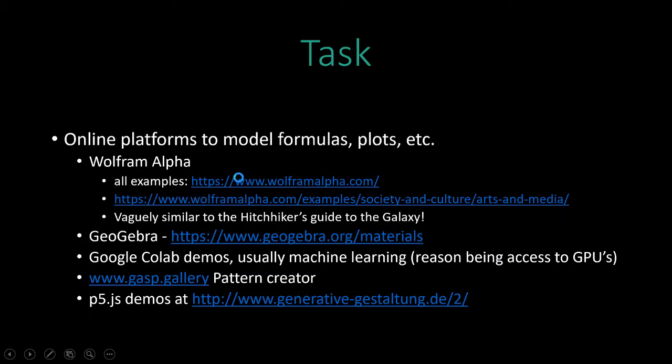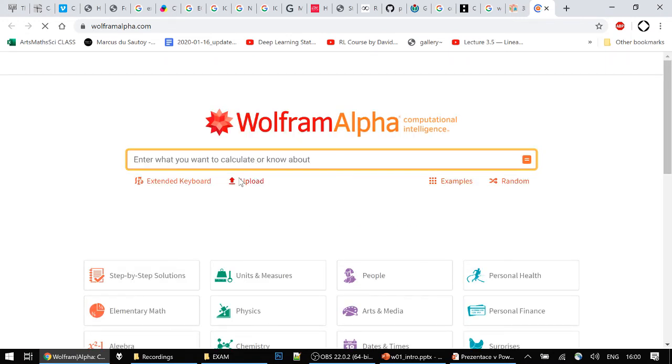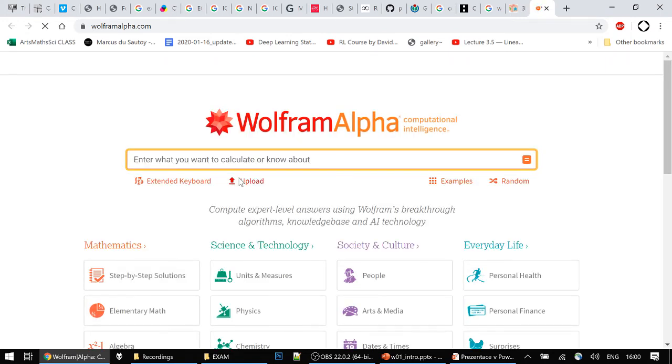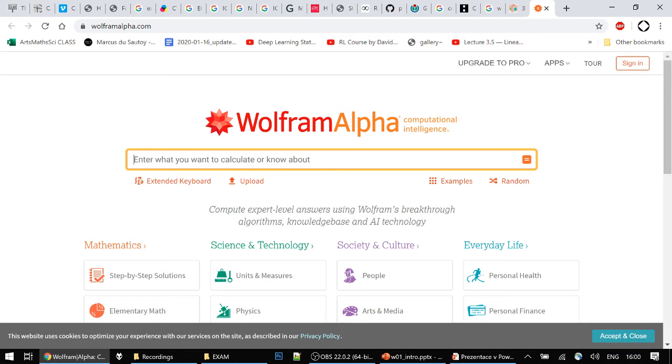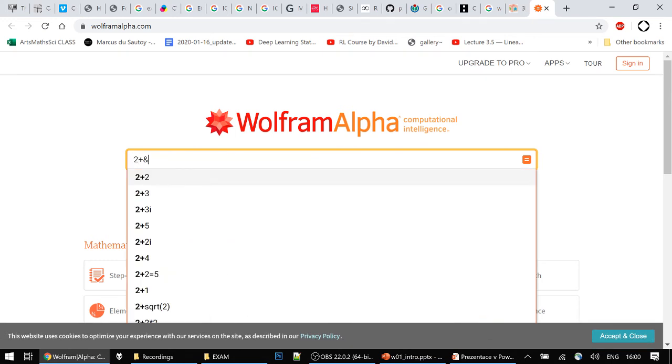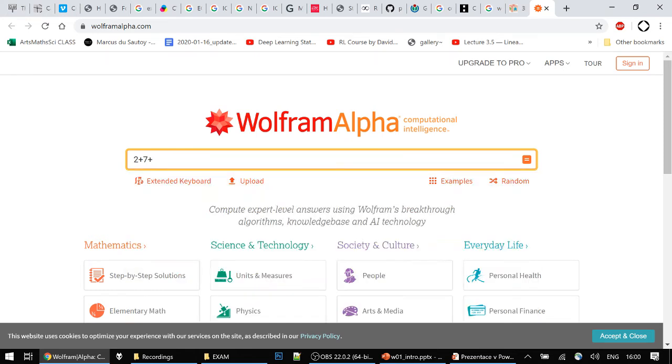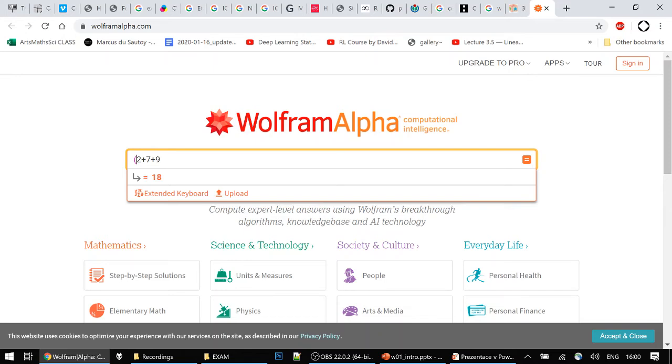So I would like to talk about Wolfram Alpha. Have any of you worked with Wolfram Alpha yet? Okay, yeah. So it's a tool which is an advanced calculator at one point. You can enter simple stuff, something that you would put into a Google window, and it will give you that too. So some really basic formula, and it will just calculate it for you easily.